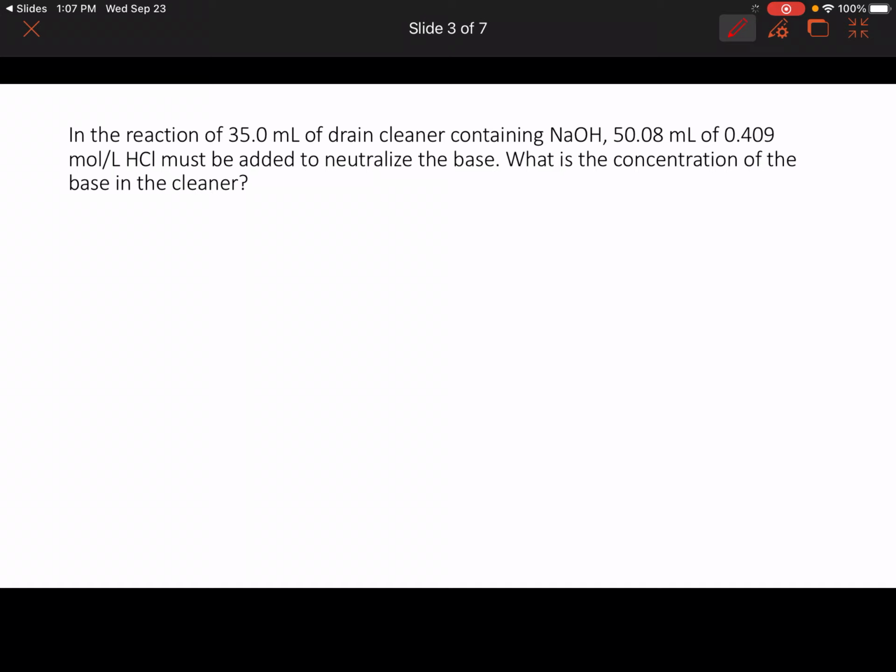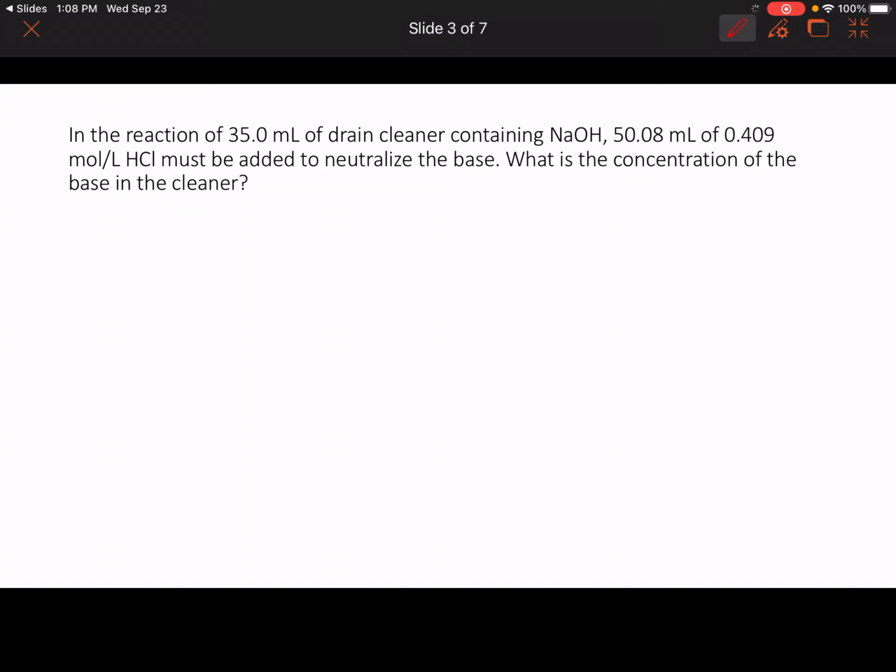In the reaction of 35.0 mL of drain cleaner containing sodium hydroxide, 50.08 mL of 0.409 moles per liter, or molar, HCl must be added to neutralize the base. What is the concentration of the base in the cleaner?